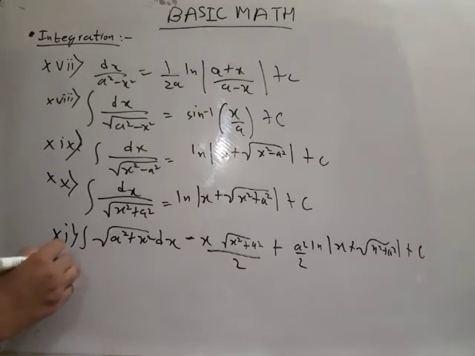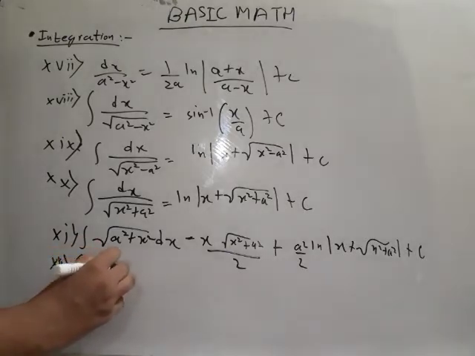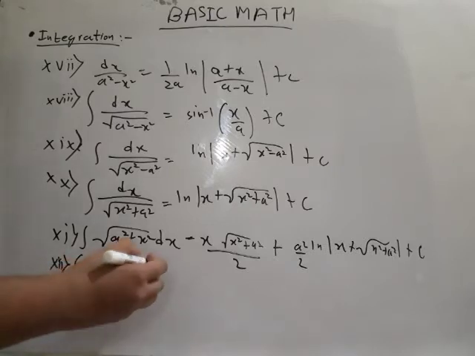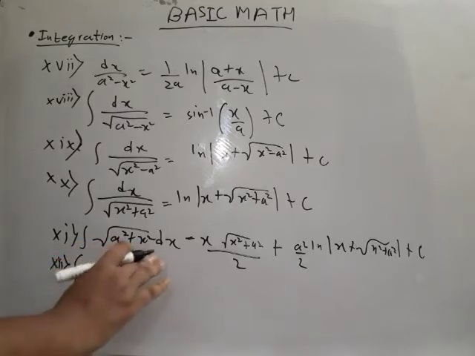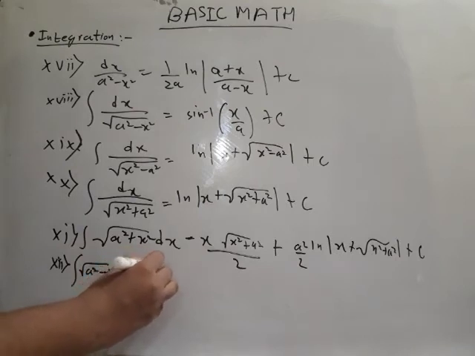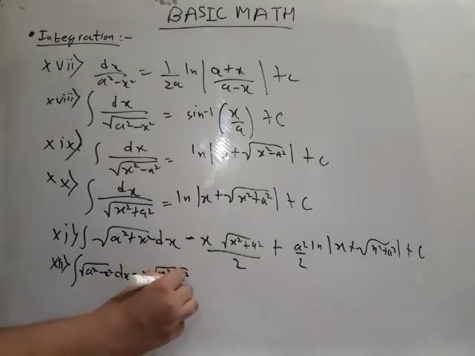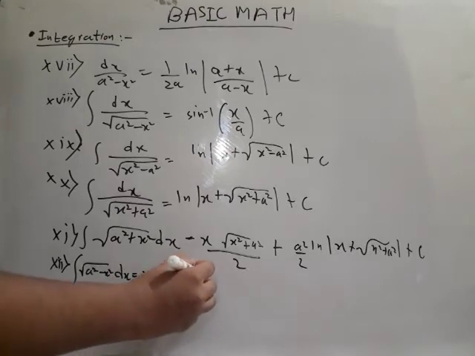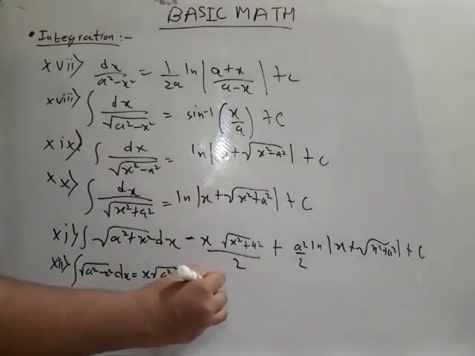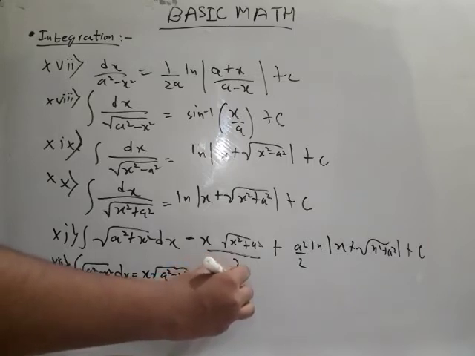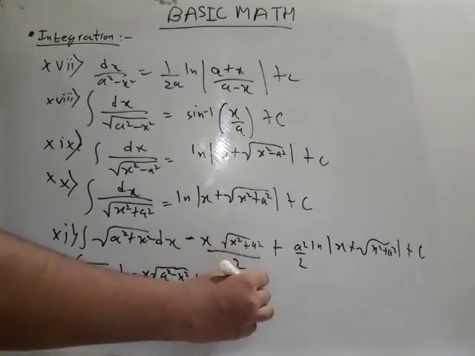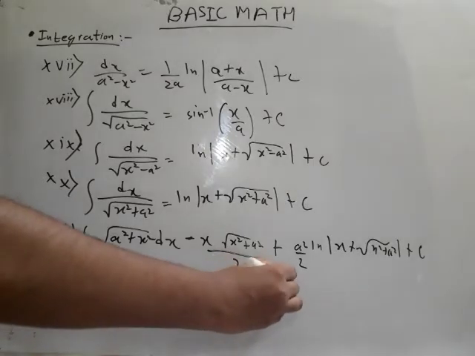Similarly, integral root under a square minus x square dx becomes x times root under a square minus x square by 2, plus a square by 2 sin inverse x by a plus c.